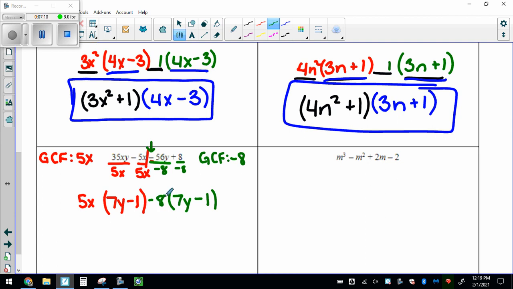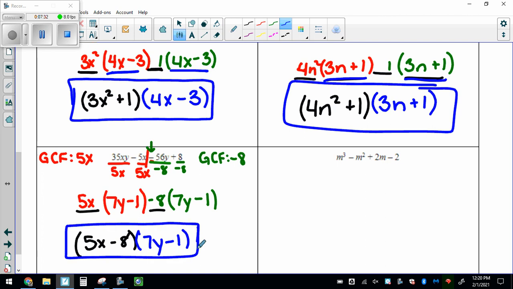All right, so especially whenever you do negatives, this is a really good thing to check. Check that your remainders match, which they do, 7y minus 1. All right, so your GCFs, 5x minus 8, and your remainders, 7y minus 1.